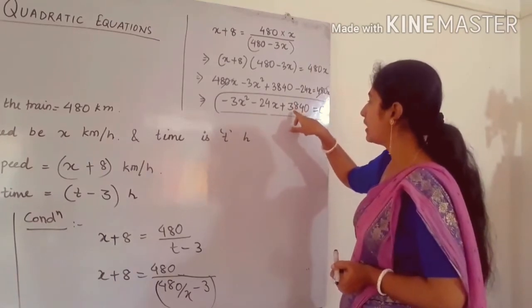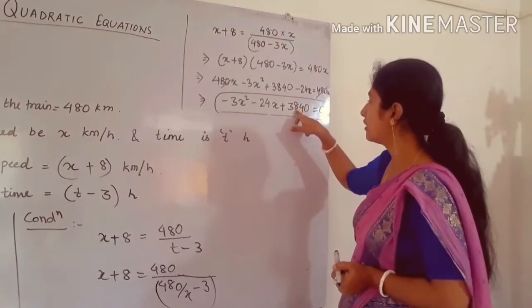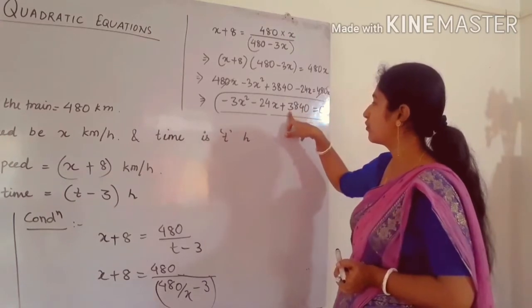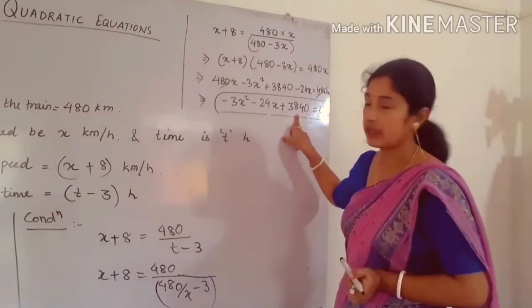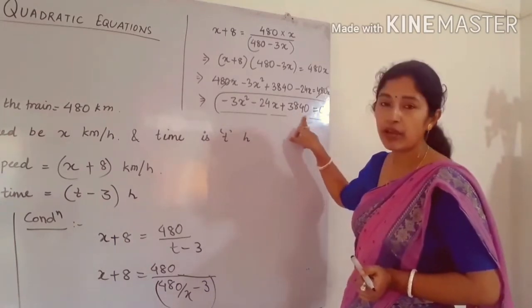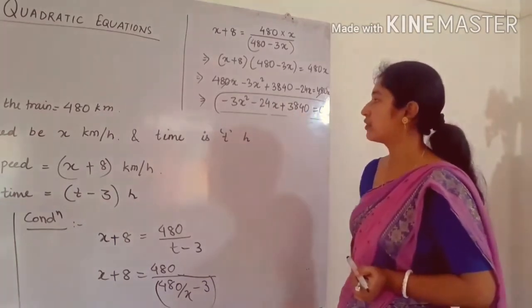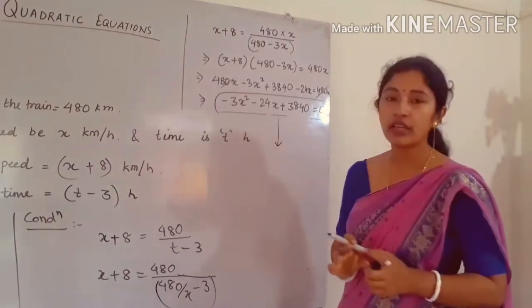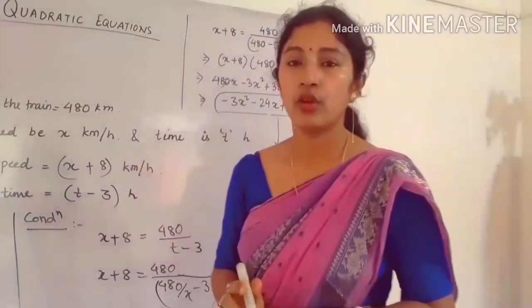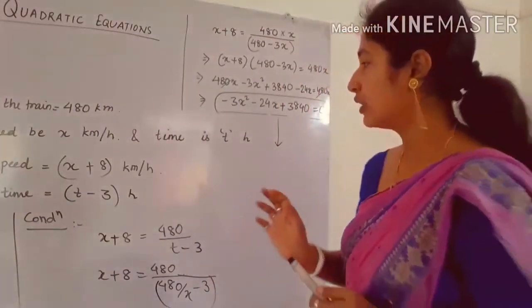See, when we add all the numbers, 8 plus 4 is 12, 12 plus 3 is 15, 15 plus 0 is 15. So 15 is divisible by 3. So this number is also divisible by 3. We can take minus 3 as common, and then we can write the quadratic equation in the simplest way. So this is the way of doing this question.